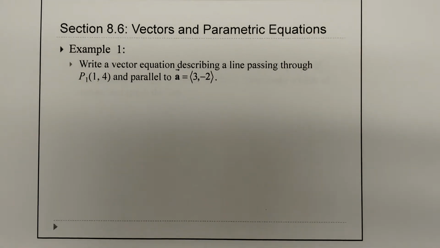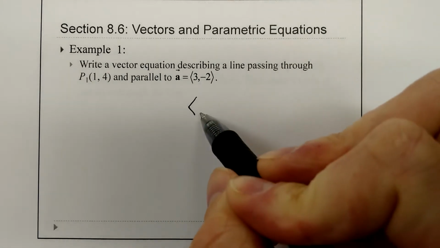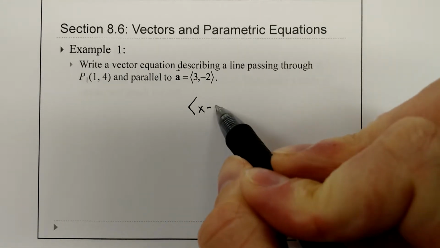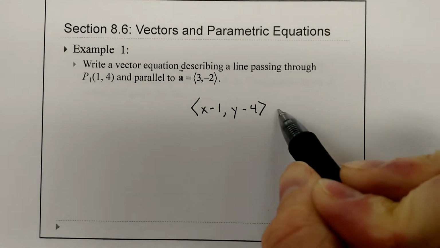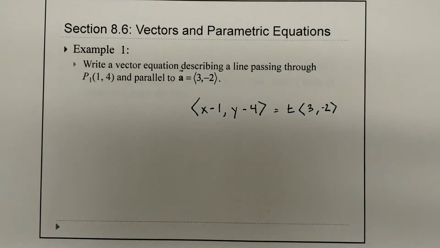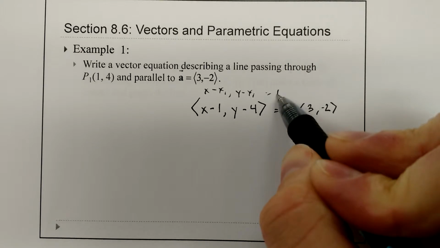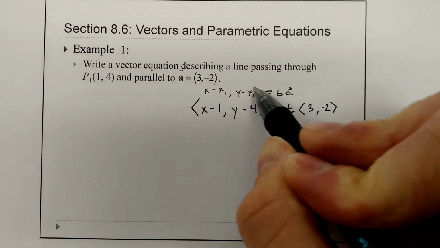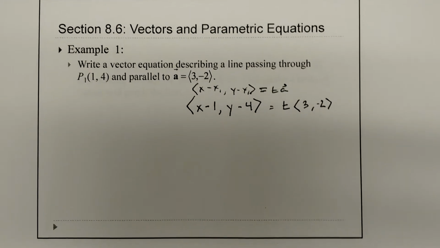So example 1 here: write a vector equation describing the line passing through P(1, 4) and parallel to a = (3, -2). So it's going to look like this. We're going to have two vectors. The first one is going to be (x minus x1, y minus y1) equals t times vector a. So this is the generic formula here, and it's just everything substituted in, and that's as far as you go.